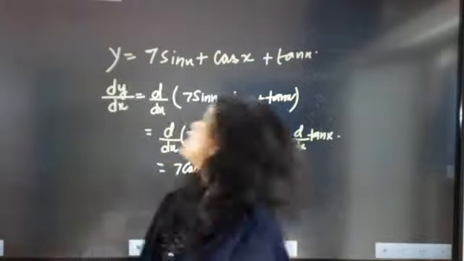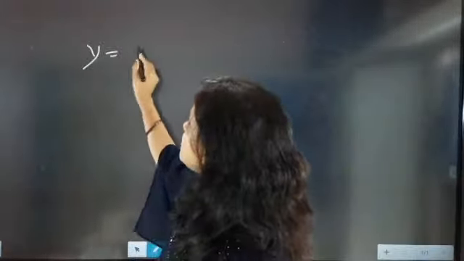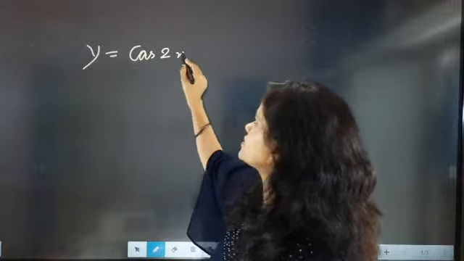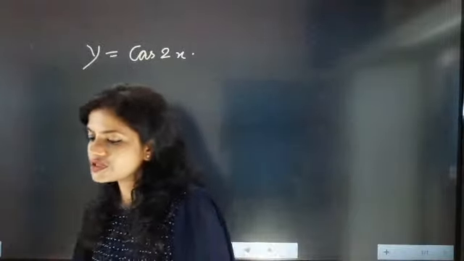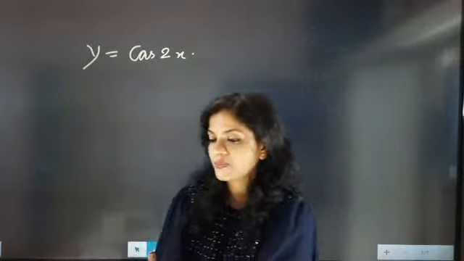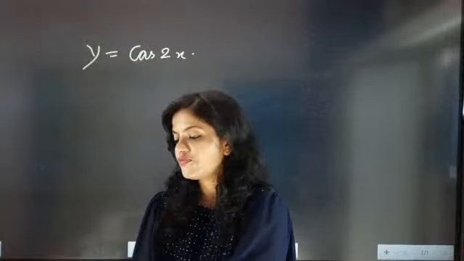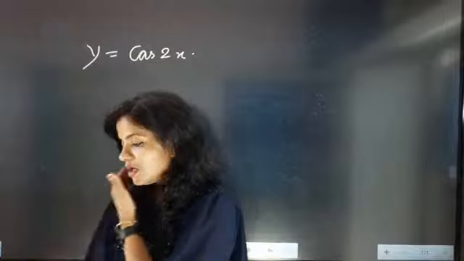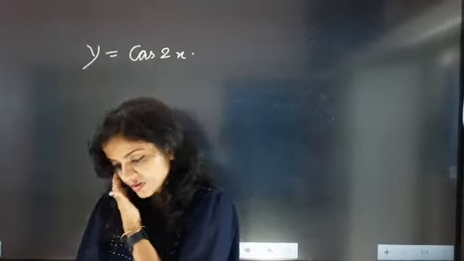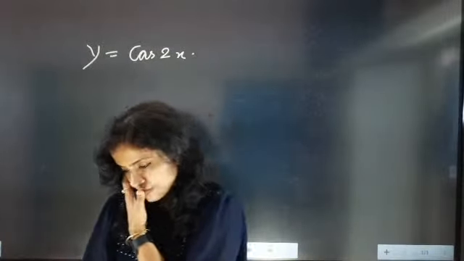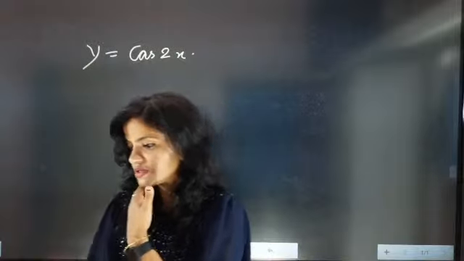One question is there. I was just wanting to discuss this question. If y is equal to cos 2x, and you are solving it by first principle, then how are you going to handle this one? How are you going to handle this question? Come on, quickly tell me.